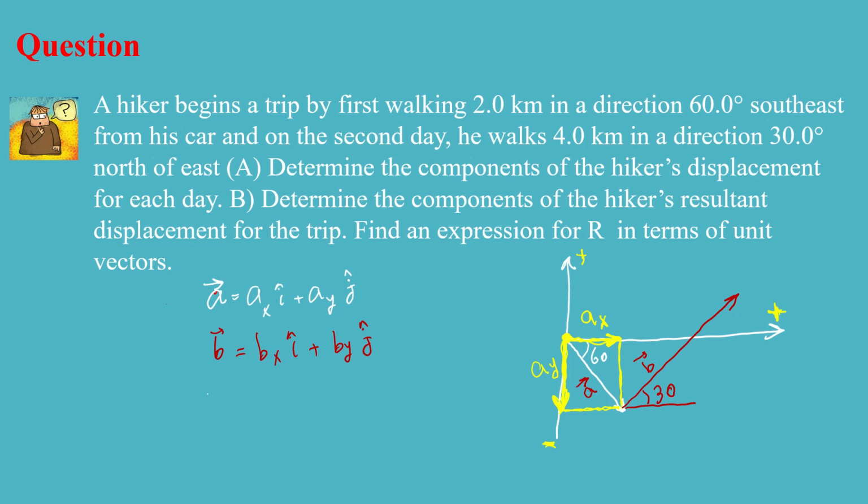For vector B, my BX is this one right here, which is positive, like if you look at the direction of the head. And this one right here is also positive, and this one is BY. So the only component I have here as negative is my AY. But how should I consider it in my calculation? Let me show you.